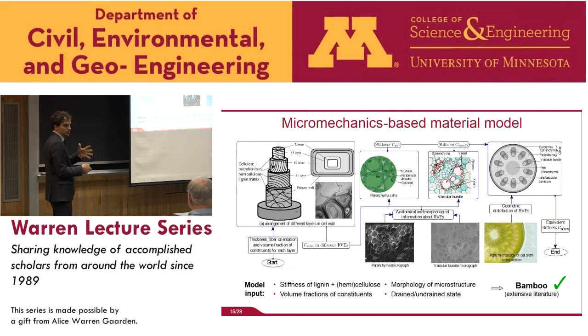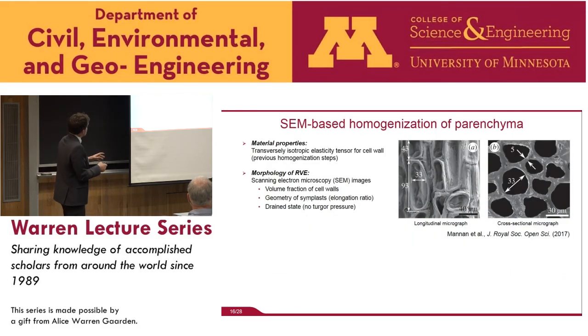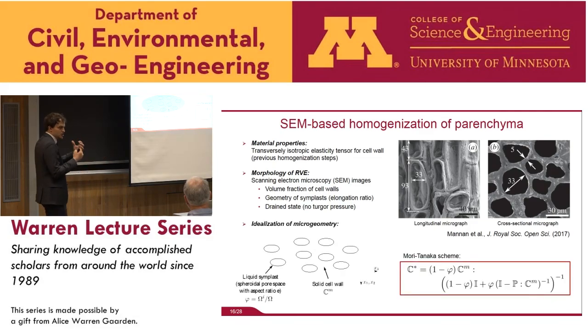we basically show the effectiveness of this model for bamboo, where extensive information exists in the literature. So here's just an example. I'm focusing now on what's happening at the parenchyma level, just to outline how one of those homogenization steps works. We have these scanning electron microscopy pictures at the RVE level. These are single parenchyma cells, and we know their material properties from previous homogenization steps. They are transversely isotropic elasticity tensors. Then from these pictures, we can understand the volume fraction of the cell wall versus these pore spaces. We also understand the geometry of these pore spaces. And that is fully enough to come up with a scheme to understand how this material can be homogenized on the next hierarchical level.